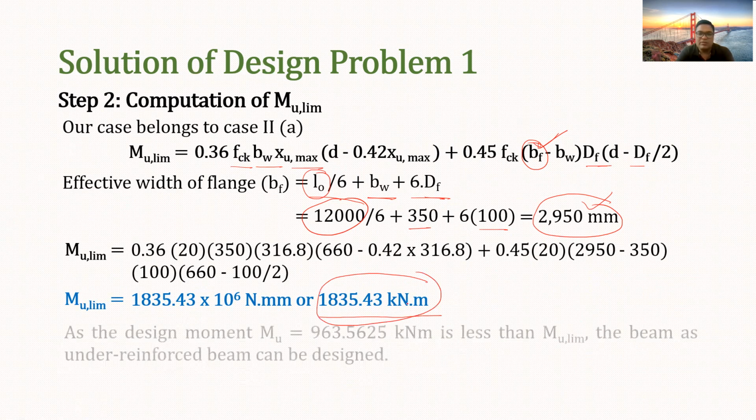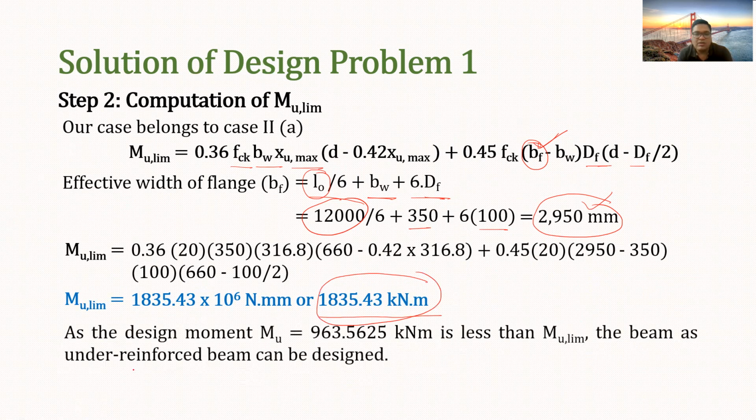Now you can see this Mu limiting is higher than the Mu that we calculated in step 1, and it shows that our beam will be under reinforced. We know that when Mu is less than Mu limiting, it is an under reinforced section. When it is greater, it becomes over reinforced. And when it is equal to Mu limiting, it becomes balanced. In our case, the Mu that we calculated in step 1 was 963 and Mu limiting is higher than that. It means our section is under reinforced, so we will design our section as an under reinforced section.